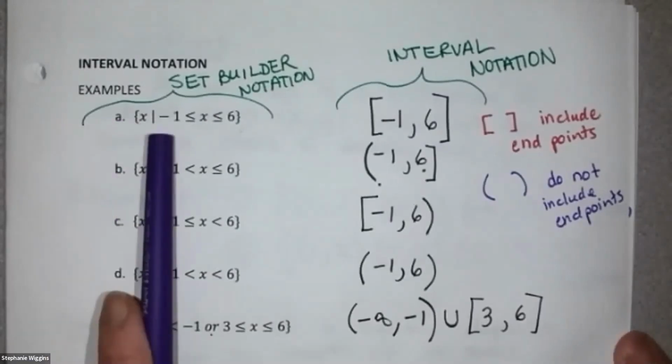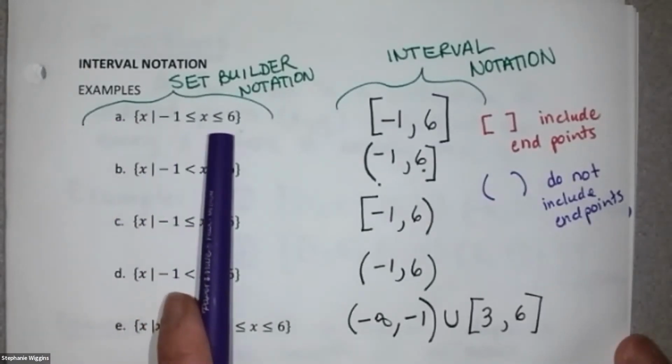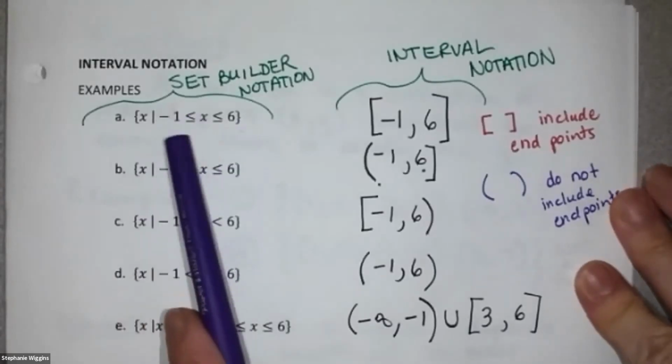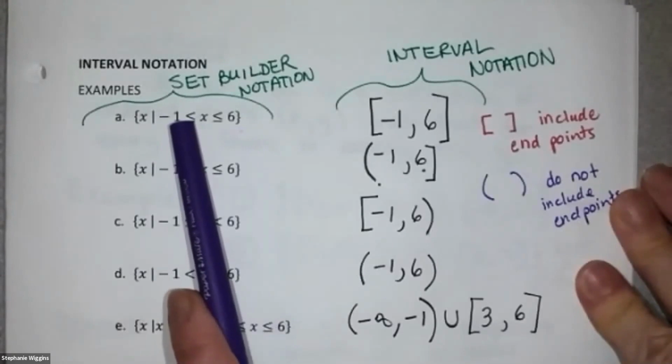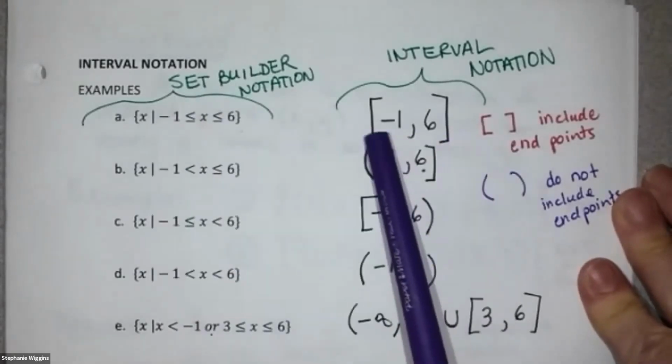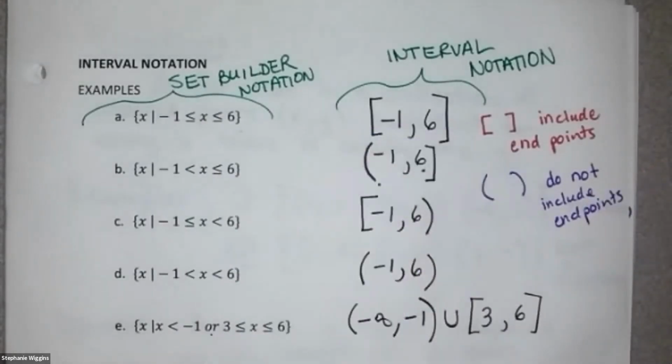Notice that -1 is less than or equal to x, which is less than or equal to 6. So we're including -1 and 6 because these little lines underneath here mean equal. So x could be equal to -1 or 6. So that's why we've used the square brackets.